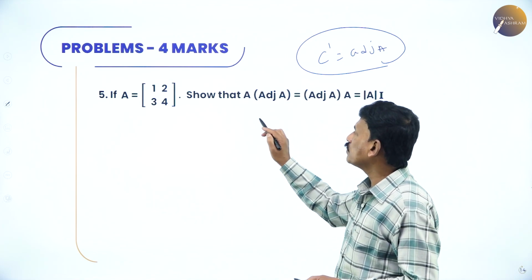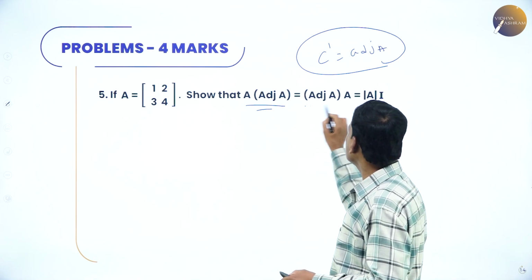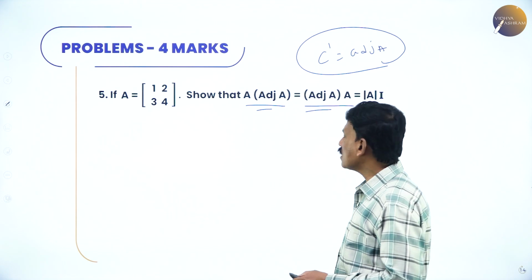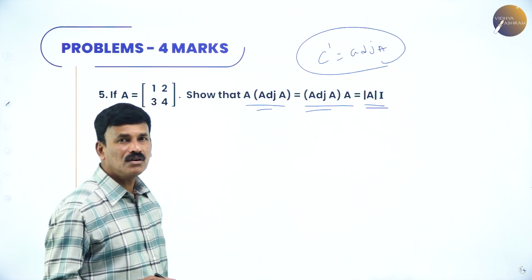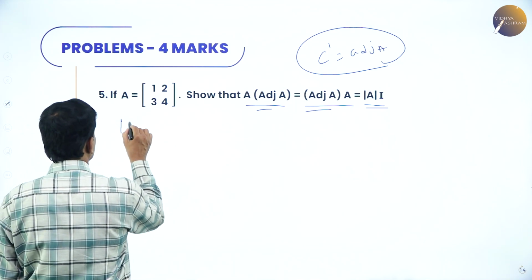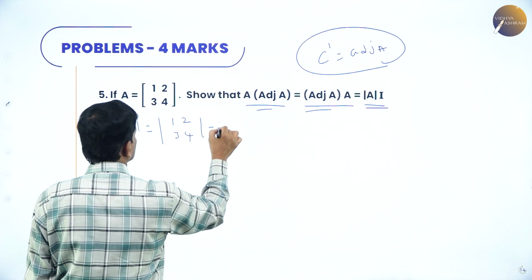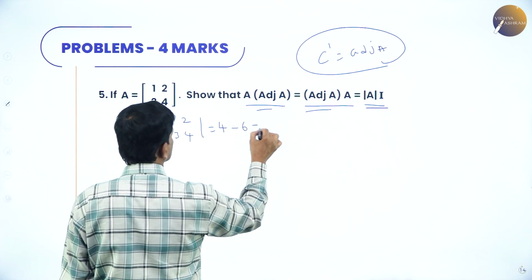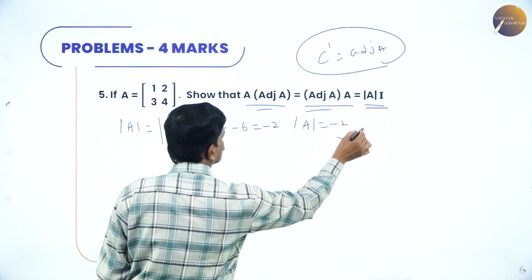Now, here what is the problem given? A is equal to [1, 2; 3, 4]. Show that A into adjoint of A is equal to adjoint of A into A, which is always equal to determinant of A into I. Now, first find out the value of determinant A. What is determinant of A? Determinant of A is 1, 2, 3, 4. This is 1 times 4 minus 6, which is equal to minus 2. Determinant of A is equal to minus 2.